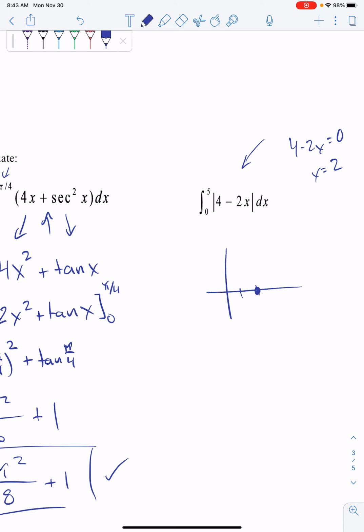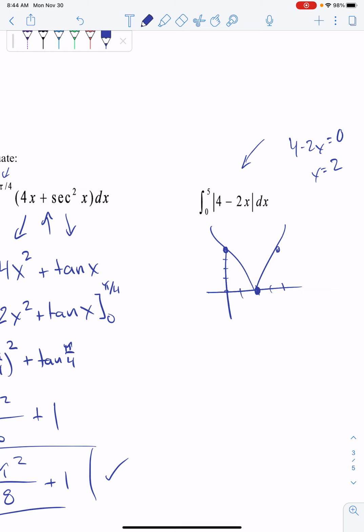And then from there, I can look to the left and to the right to kind of get my slope. So if I go to the left 2 and plug in 0, 4 minus 0 is just 4. So that means as I go to the left 2, I'm going to go up 4, which means as I go to the right 2, I'm also going to go up 4. Okay, so there's my graph with my super straight lines.